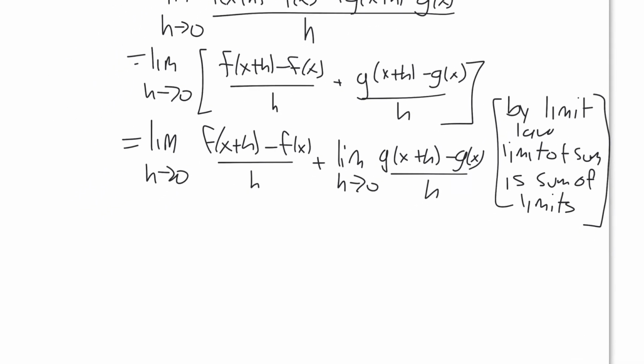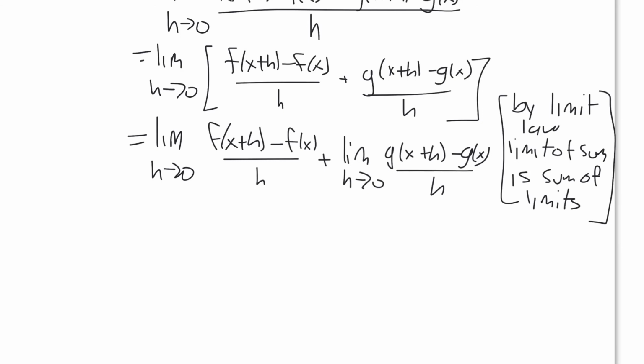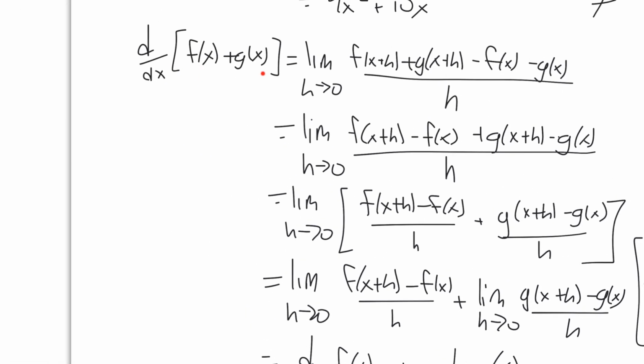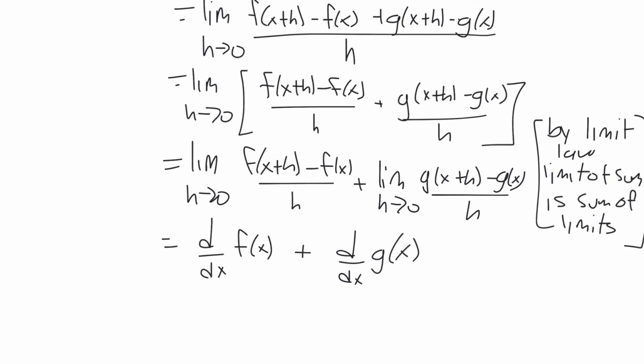Well, we can now recognize that this is simply the definition of the derivative of f(x), and this is just the derivative of g(x). And there we go. We started with the derivative of the two functions added together, and now we have the derivative of each function on its own added together. And so we've completed our proof.